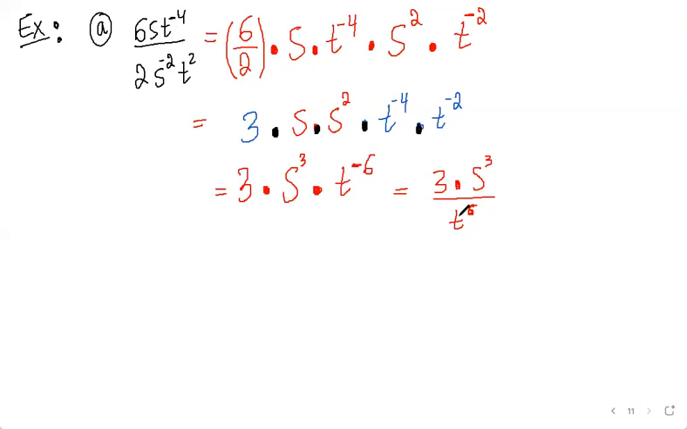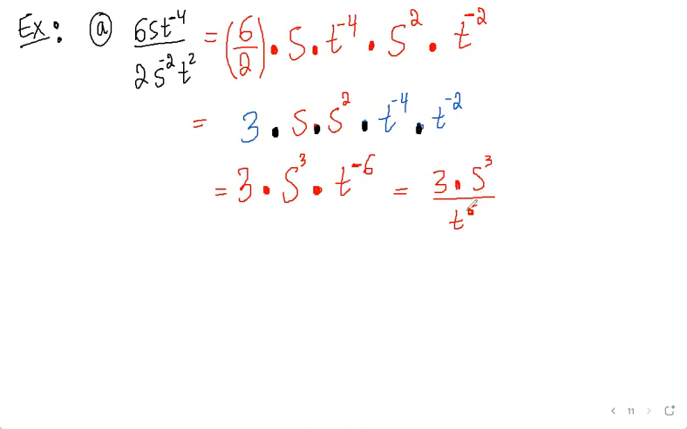Okay, Aman? I have a question. Yes. Do you know how you wrote the answer 3 times s to the power 3 times t to the power 6? I wrote 1 over t to the power 6 as a fraction instead of t to the power 6. Is that all right? This is correct. Yes, this is correct too.